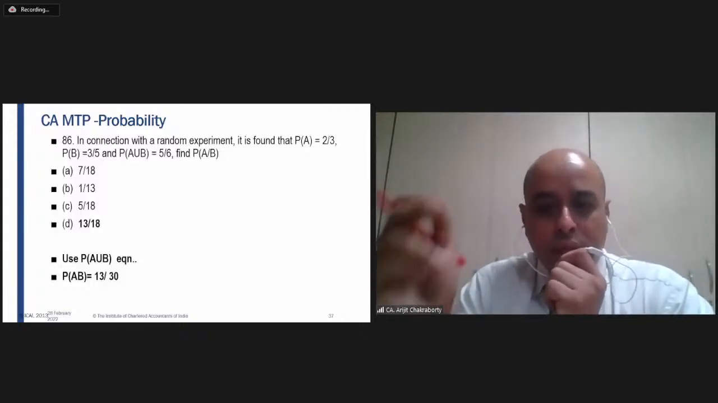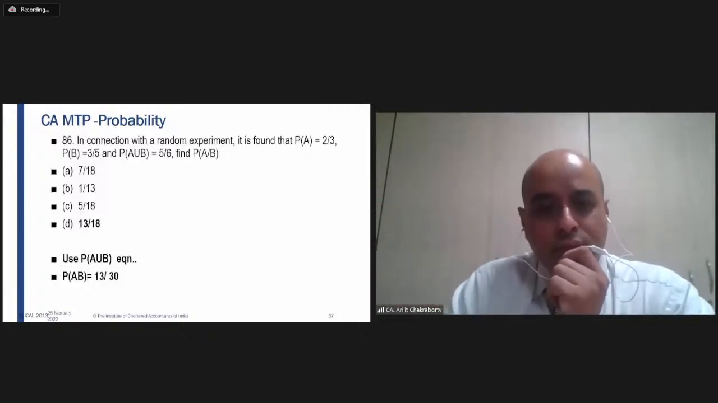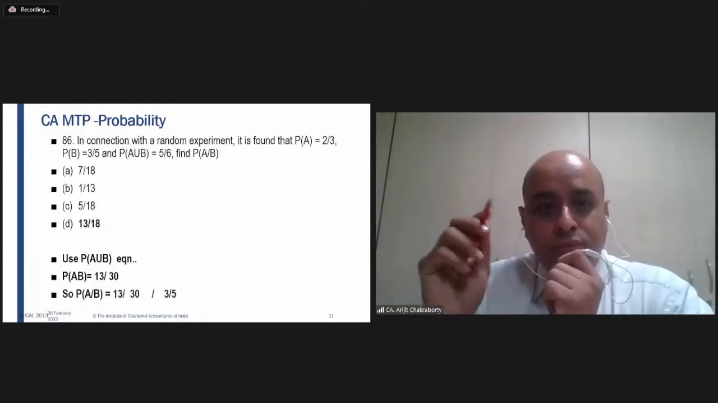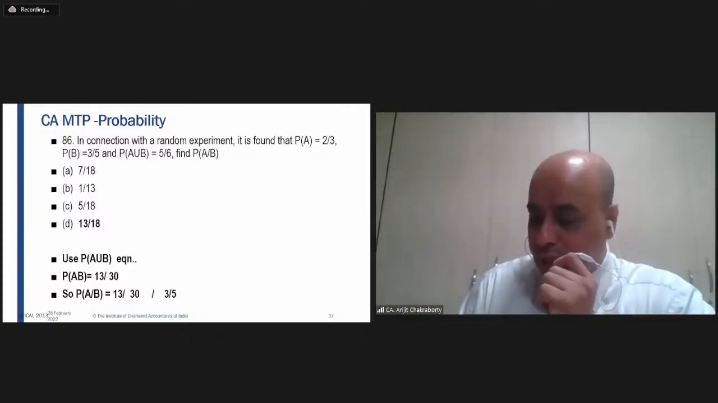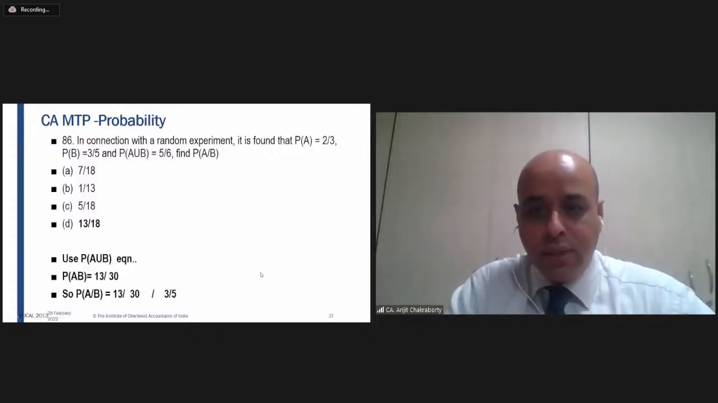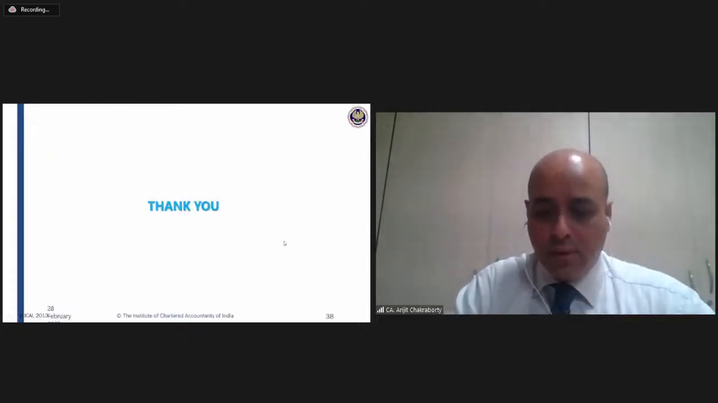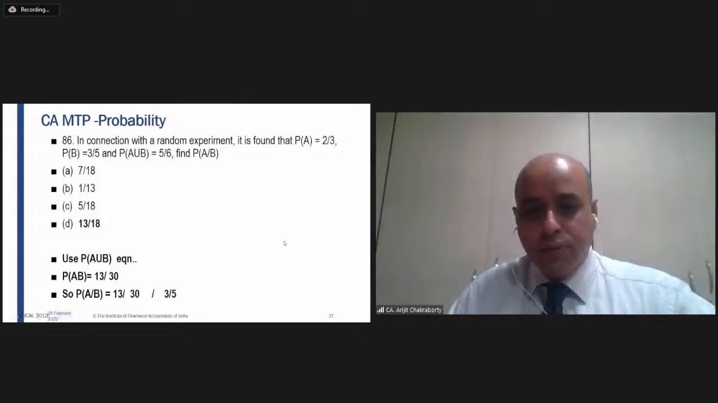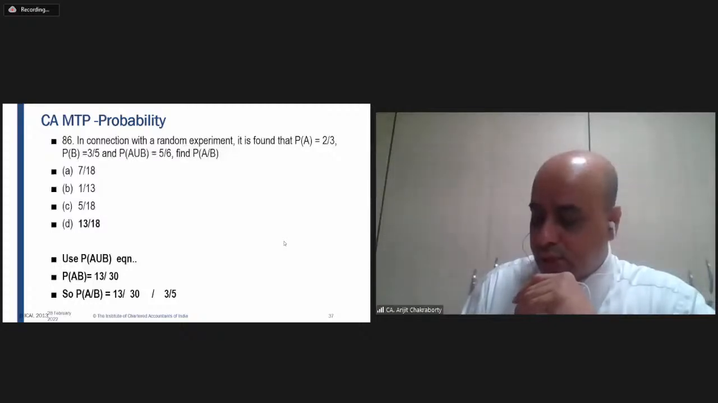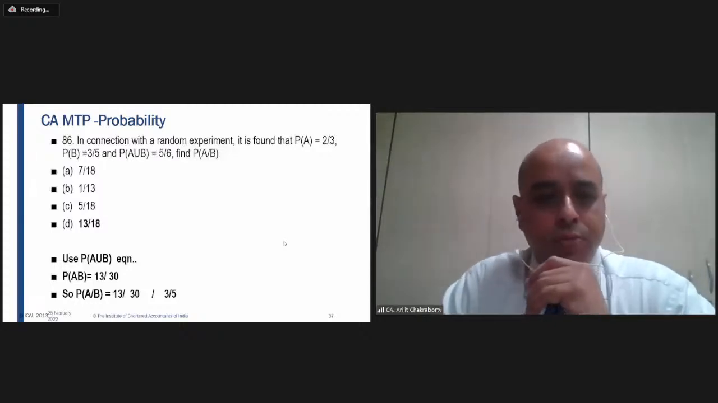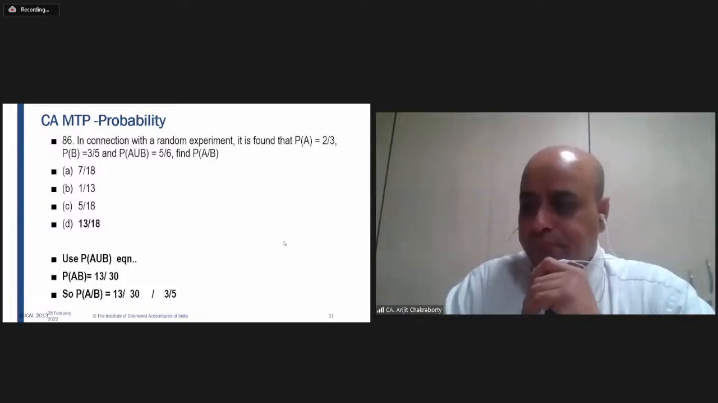P(A intersection B) equal to 13 by 30. Since you know P(A intersection B) is 13 by 30, and P(B) is given as 3 by 5, you can easily get the answer: 13 by 30 divided by 3 by 5, that is into 5 by 3. So it becomes 13 by 18. I'm getting the answer 13 by 18. That is option D as the answer for this question.